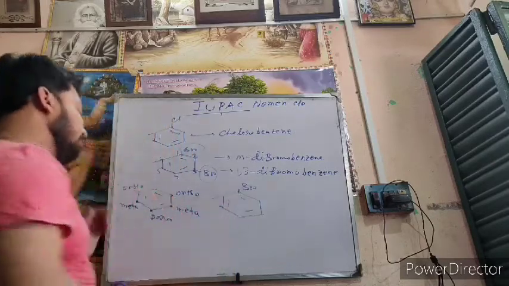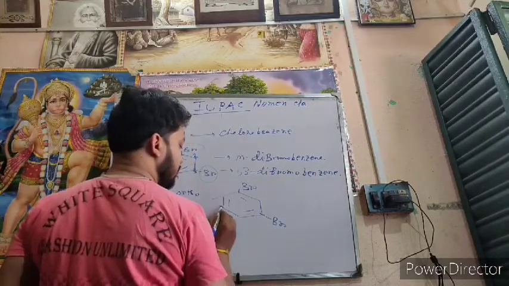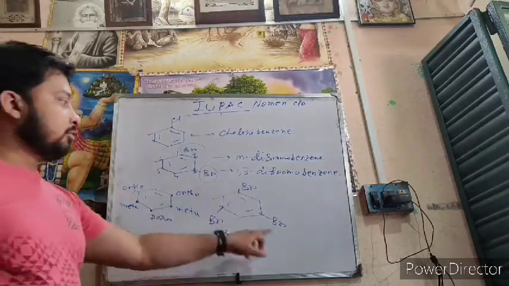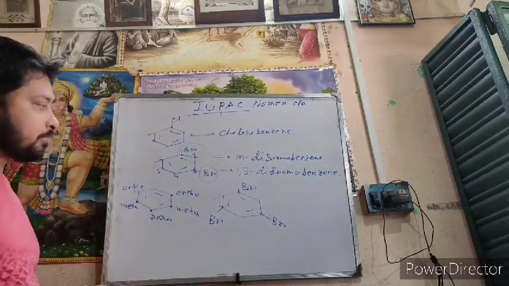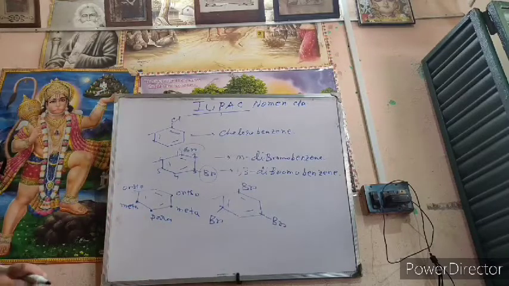Now if we take this compound, write the name of this compound. This is benzene, this is bromine, and this is bromine and bromine. Find out the name of this compound. Think about it.